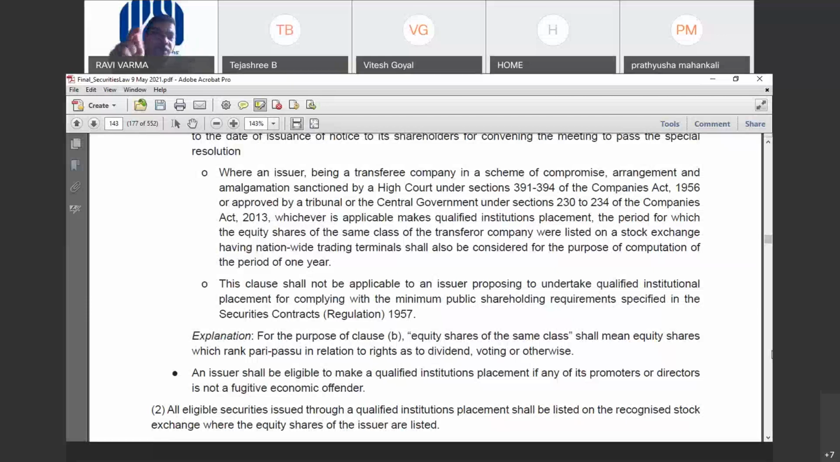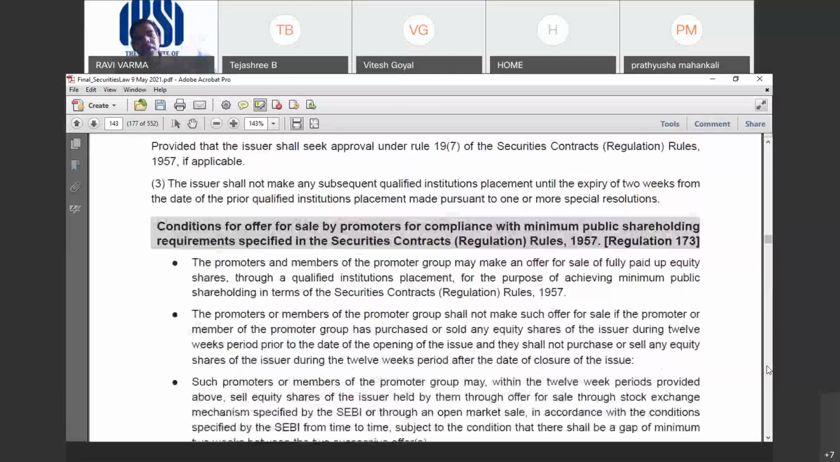Sir, my question now is, why will they subscribe at a premium? Because they see prospects in your company. They see the future of your company. They see that, yes, if you are at 100 today, you will go to 140 in the future. For all these reasons, they do subscribe. Right? So this is the clear difference between the preferential issue and the QIP.